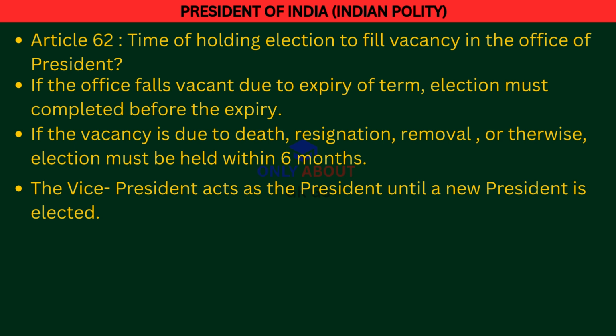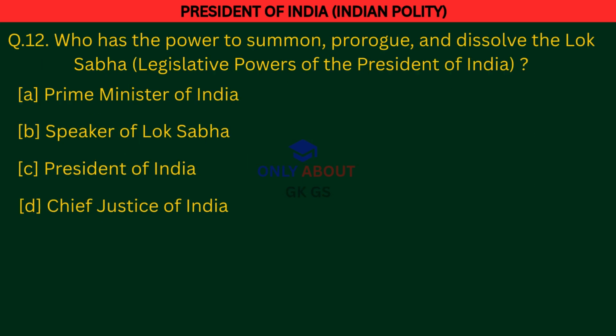If the office falls vacant due to expiry of term, the election must be completed before the expiry. If the vacancy is due to death, resignation, or removal, the election must be held within 6 months. The Vice President acts as the President until a new President is elected.